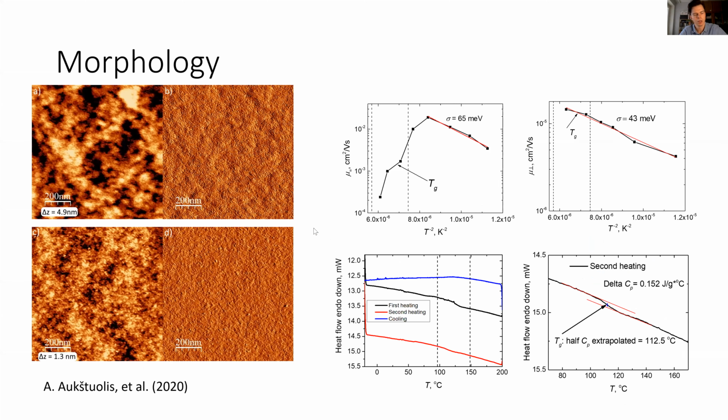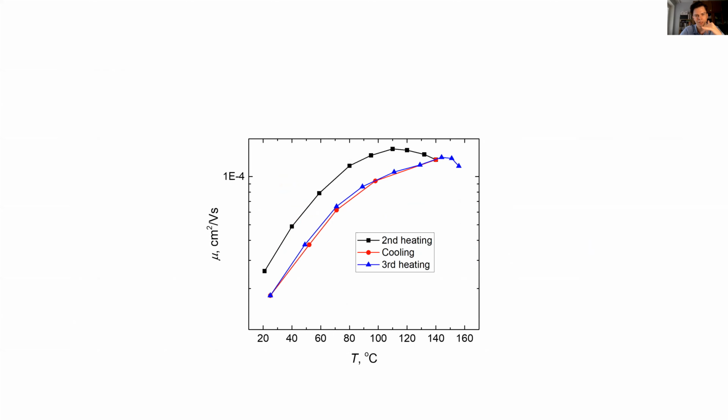Yeah, so we also did the repeated measurements. As you can see, we did the second heating, then cooling, then third heating. After every heating, we see this kink, and then the morphology changes, and when you are cooling, it goes to smaller mobility at the same temperatures.